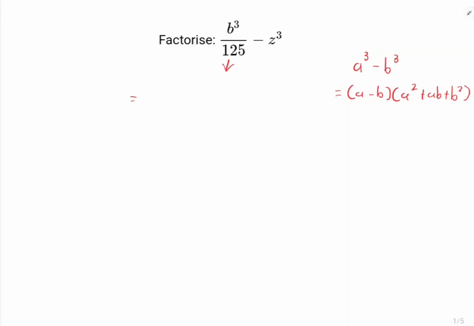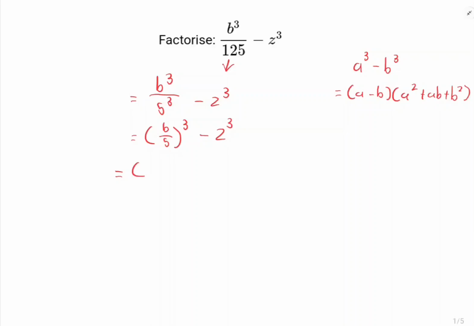Let us go ahead and rewrite this. It's going to be b cubed over 5 cubed minus z cubed. And now on this fraction, we know that when the numerator and the denominator have the same exponent, which in this case is 3, we can easily take it out and put it at the top of the bracket like this. It's going to be b over 5 to the power of 3 minus z cubed. Okay, now we can see that it is written in this form. So our a can be b over 5, and then our b is z. And so if we factorize this, we are going to end up with this.